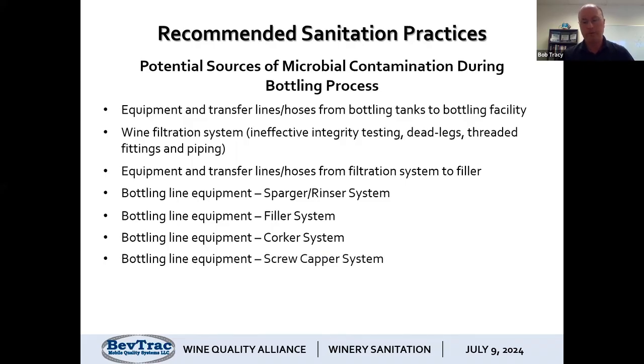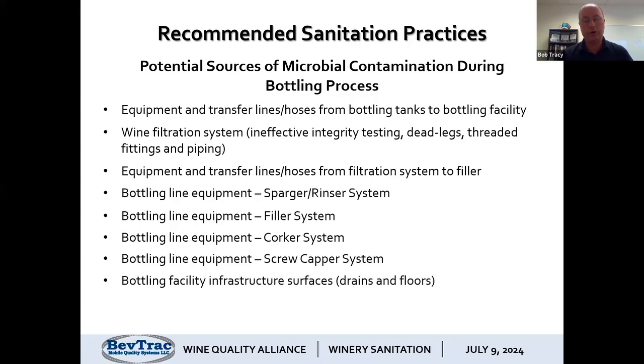The screw capper system, I've also found contamination. And this can include the railing for the capsules, the railing tip where the capsule comes off and onto the bottle. So on 4 different occasions, I found that railing tip where the capsule comes off and goes onto the bottle was heavily contaminated with yeast and bacteria, wine spoilage yeast and bacteria. And that was where the contamination source was for the product they were having secondary fermentation. So there's a lot of areas on the bottling line where you need to make sure it's cleaned and sanitized properly.